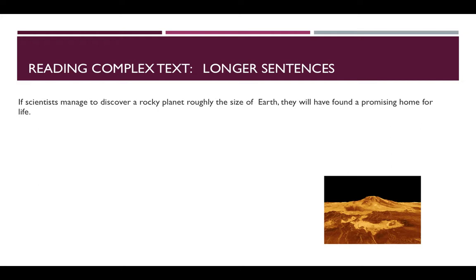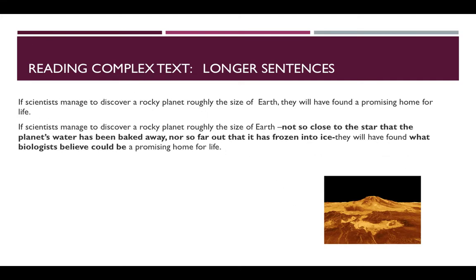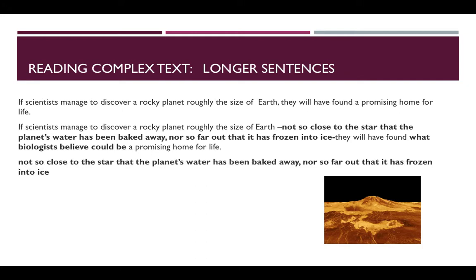Again, if we look at the original sentence, it is a more straightforward linear sentence. If scientists manage to discover a rocky planet roughly the size of Earth, they will have found a promising home for life. When we add the interrupters, we see now that we have a longer, more complex sentence. If scientists manage to discover a rocky planet roughly the size of Earth, not so close to the star that the planet's water has been baked away, nor so far out that it has frozen into ice, they will have found what biologists believe could be a promising home for life. And here are the interrupters.